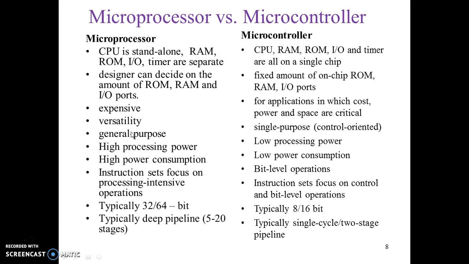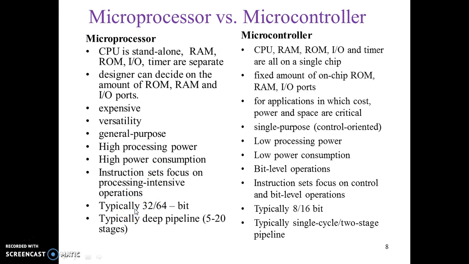Microprocessor is a general device. Microcontroller is a specific purpose or dedicated device. Microprocessor has high power consumption. Microcontroller has low power consumption. In the microprocessor, the instruction set focuses on processor intensive operations, more computations in high bit computations, more throughput. Whereas in the case of the microcontroller, the instructions are meant to focus on the control of devices. So bit level operations are more flexible in the microcontroller.